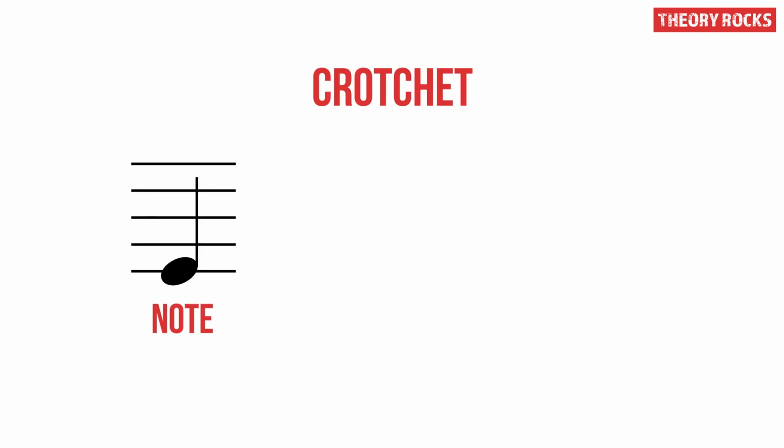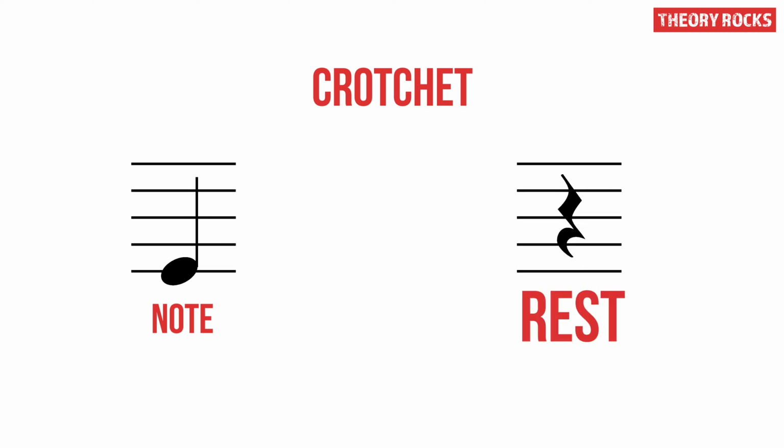Now do you remember this note? This is a crotchet and lasts for 1 beat. Here is its rest. This is actually the most complicated one to draw, although it's not too hard. Start by drawing a 3-line zigzag going down, then add a shape at the bottom that looks like the letter C. Our 2 final notes are the quaver and semiquaver.